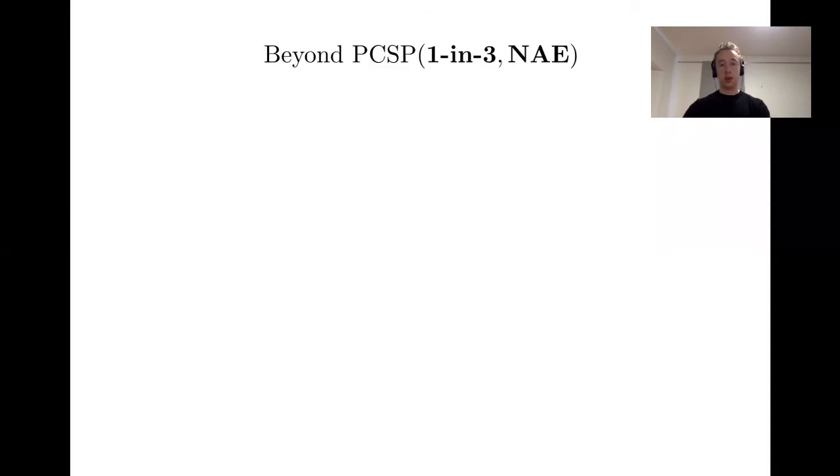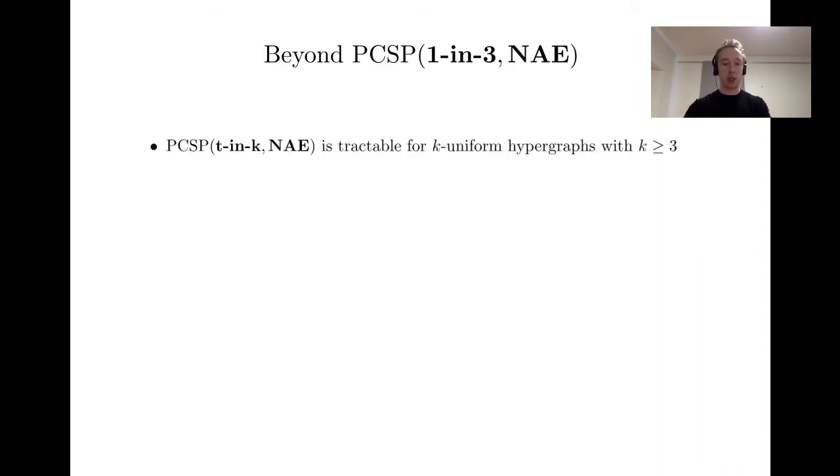Now that we know the complexity of PCSP 1 in 3, NAE, we can consider generalizations of this problem. One such generalization is to larger arity, K, where we get problems of the form PCSP T in K, NAE. A tuple is in T in K if and only if exactly T of its entries are equal to 1. For the same reasons as PCSP 1 in 3, NAE, this new problem remains tractable for all K at least 3.